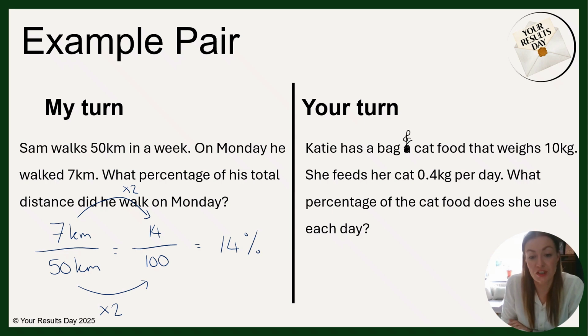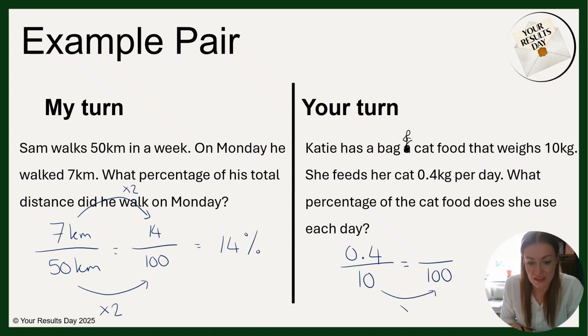If we approach this question in exactly the same way and say that she feeds her cat 0.4 kilograms out of 10 kilograms each day, we know our percentage needs to be out of 100, which is 10 times 10, and 0.4 times 10 is 4. So she feeds her cat 4% of the bag of food each day.